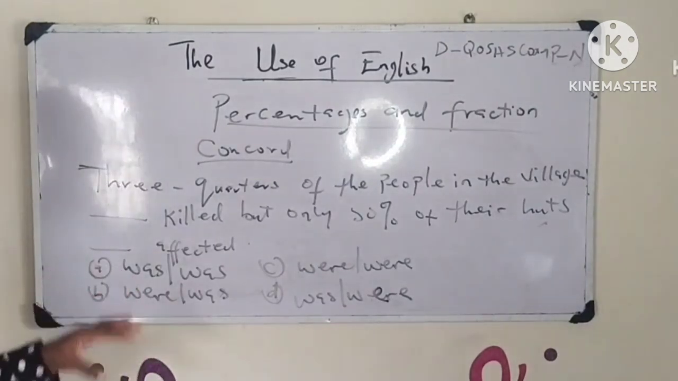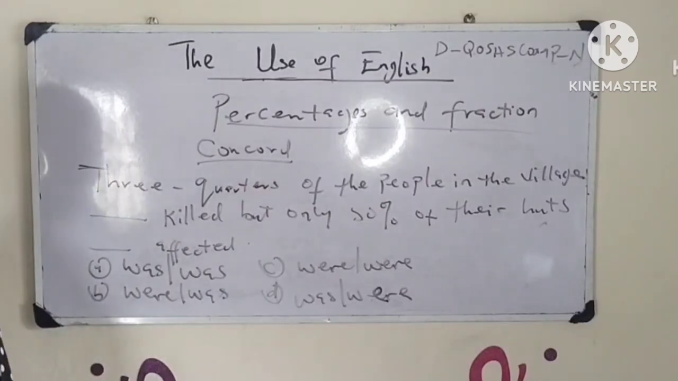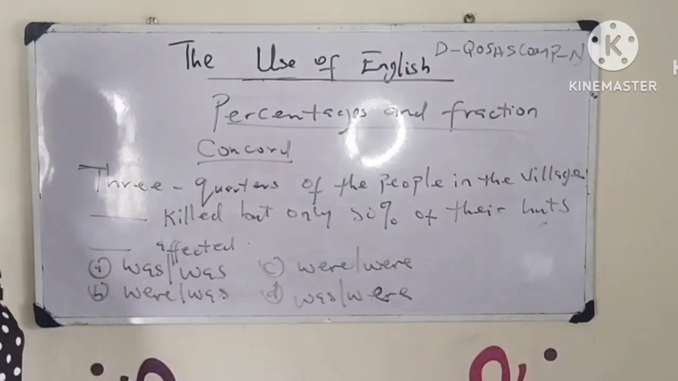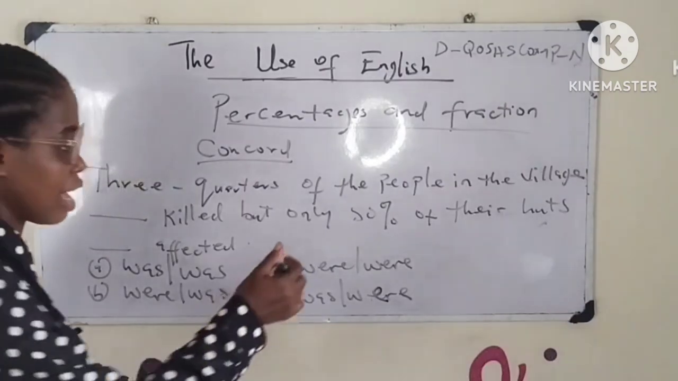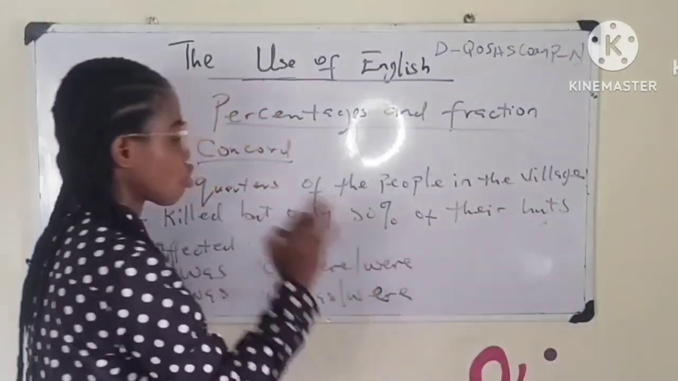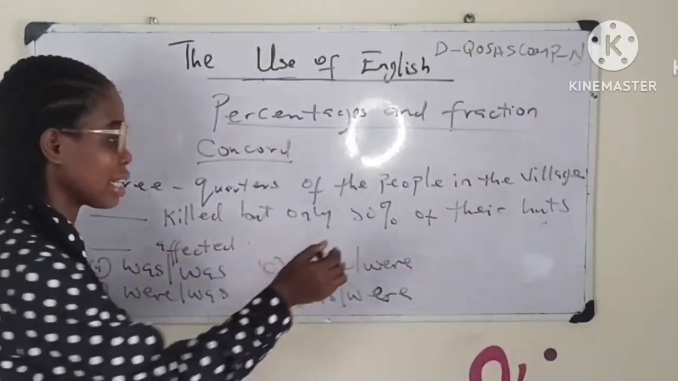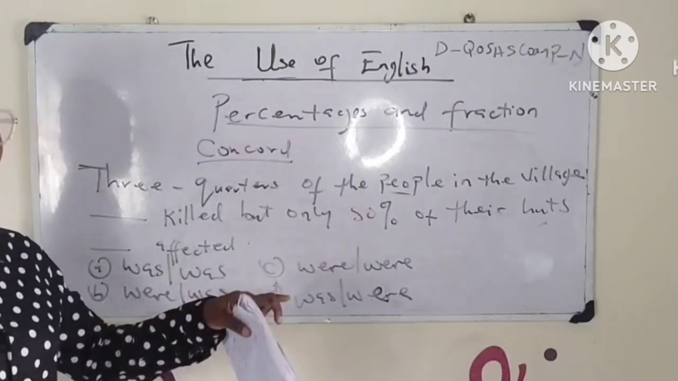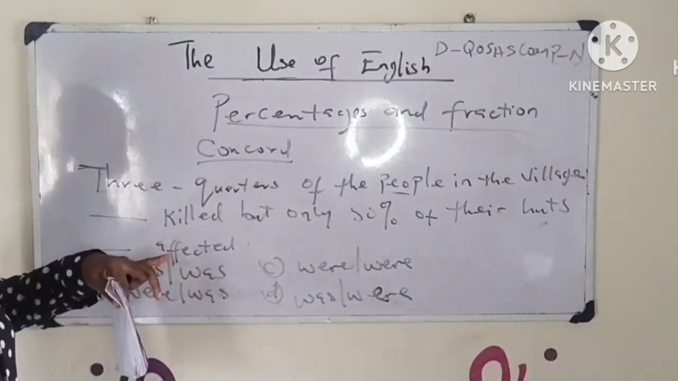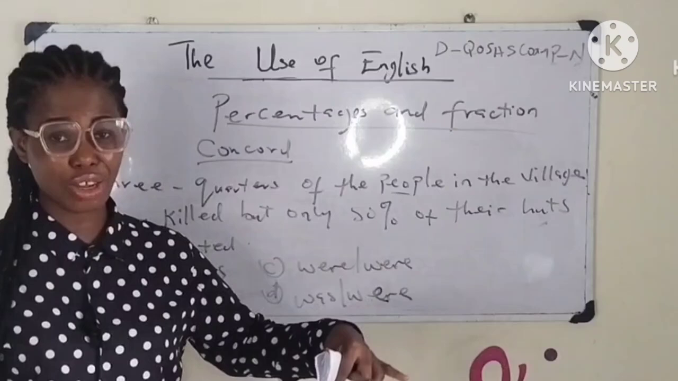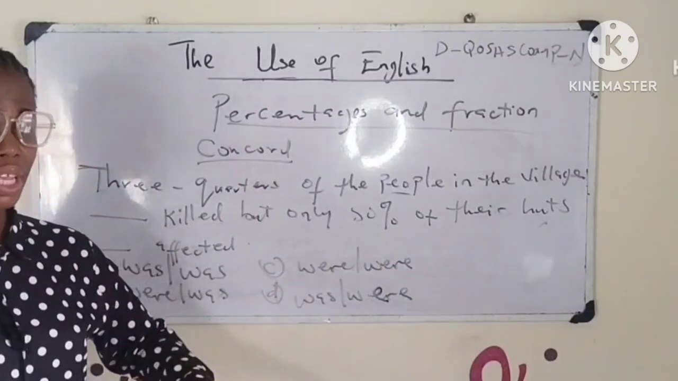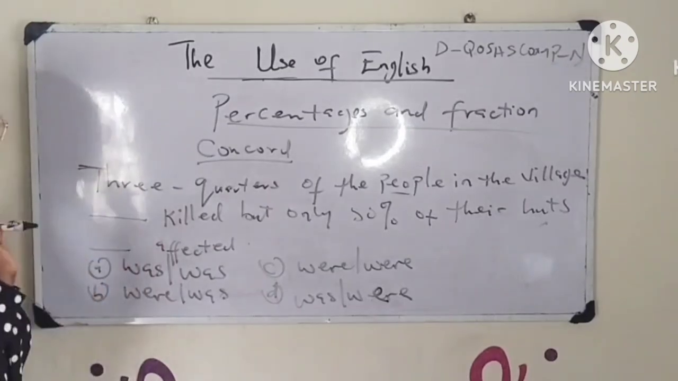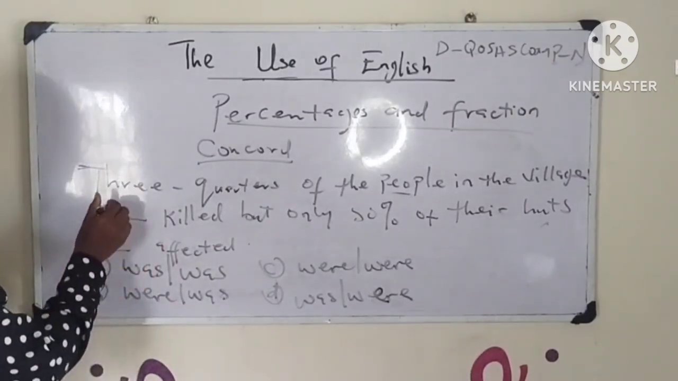Okay, which of these will fill the gaps accurately? Now let's see. 3/4 of the people in the village. What comes immediately after 3/4? We have two nouns: people and village. You're going to look at the one that comes immediately after the fraction. People is the one that comes after the fraction, so you're going to focus on people. Is it singular or plural? People is plural. So any verb that will be here will be plural as well.